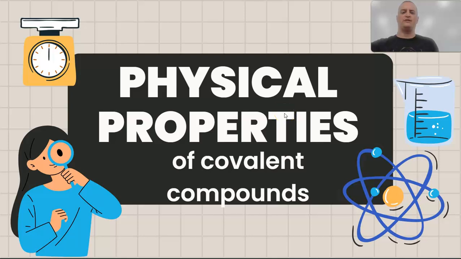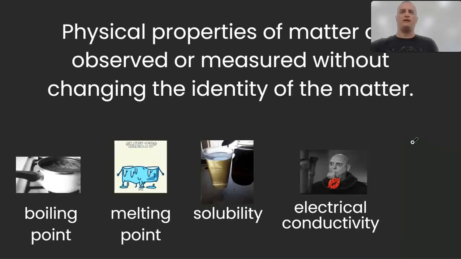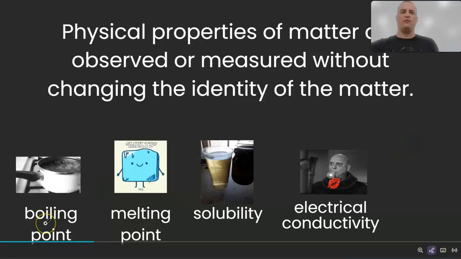Hello, we're looking to do a two-parter about physical properties of covalent compounds. Let's see what we got. So, physical properties of matter are observed or measured without changing the identity of the matter. We're going to focus on 4 of these. We got boiling point, melting point, solubility, which means something dissolved in a liquid, and electrical conductivity.